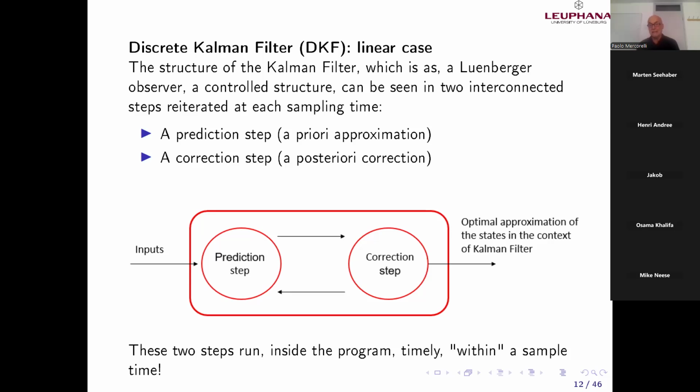In order to obtain an optimal approximation of the states in the context of the Kalman filter, state disturbances and parameters could be added, as long as the system is observable. We have some inputs. At this moment, the representation is quite abstract. Let me go ahead.